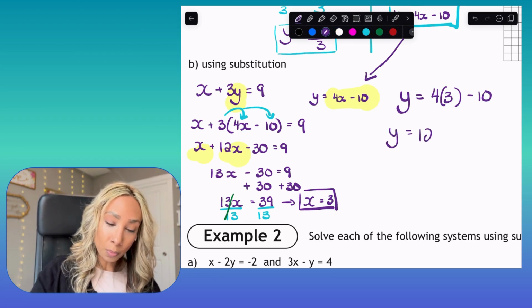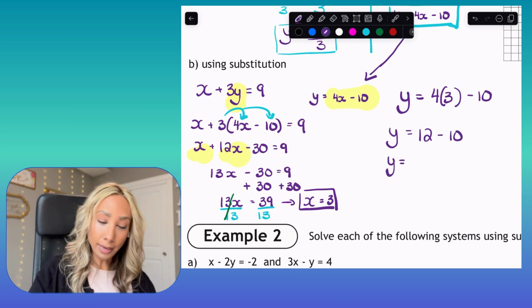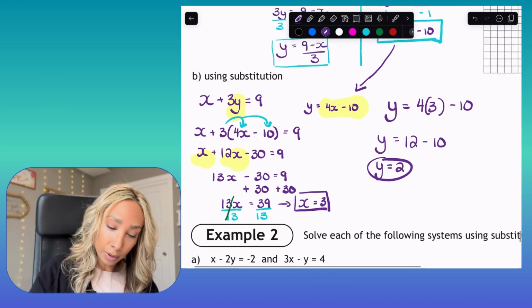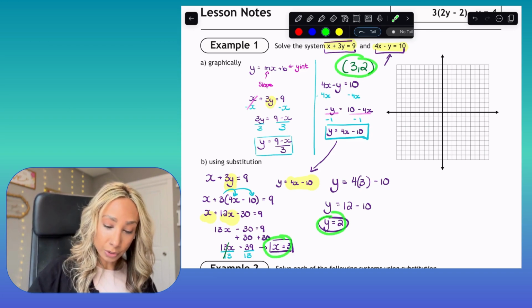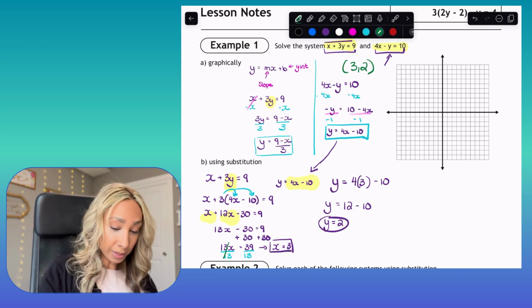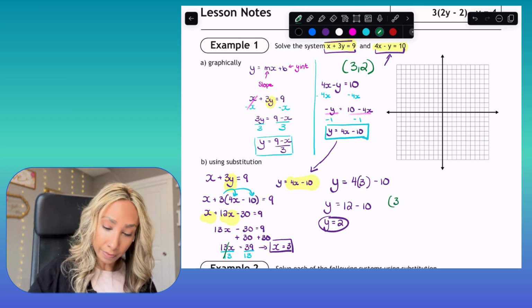So that's going to be y is equal to 12 minus 10. Well, what's 12 minus 10? That means y equals 2. And let's look at our graph. Yeah, we know that that's our solution. So our solution for this, just as we found out using the graph, is x equals 3 and y equals 2.